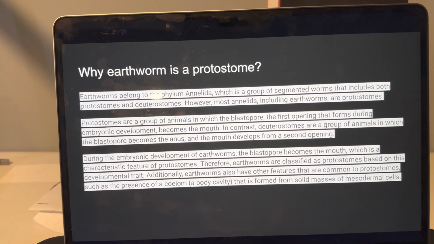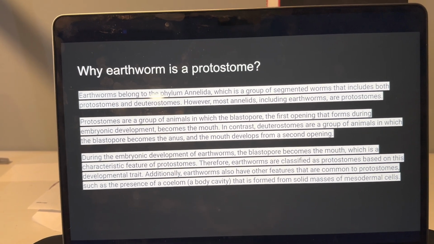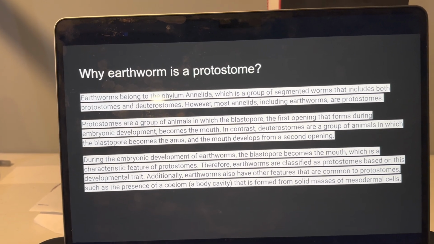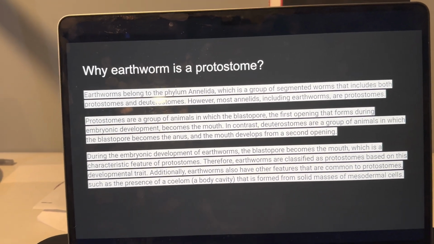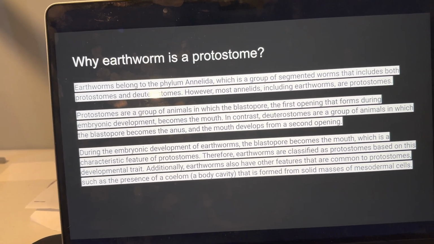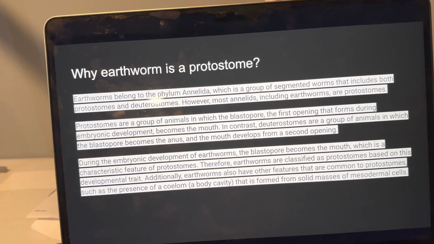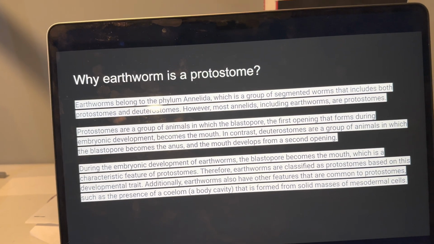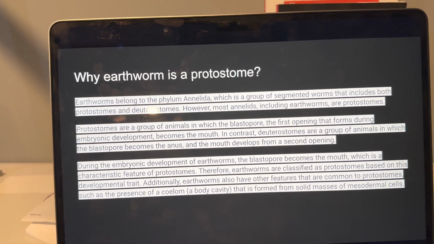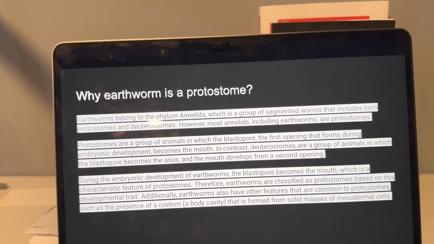Protostomes are a group of animals in which the blastopore, the first opening that forms during embryonic development, becomes the mouth. In contrast, deuterostomes are a group of animals in which the blastopore becomes the anus and the mouth develops from a second opening. During the embryonic development of earthworms, the blastopore becomes the mouth, which is a characteristic feature of protostomes. Therefore, earthworms are classified as protostomes based on this developmental trait.